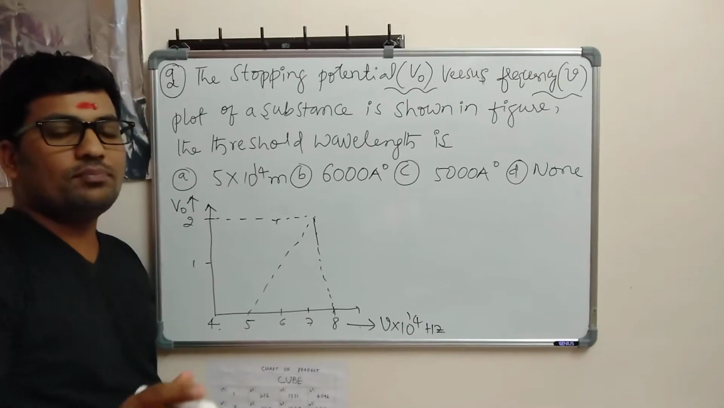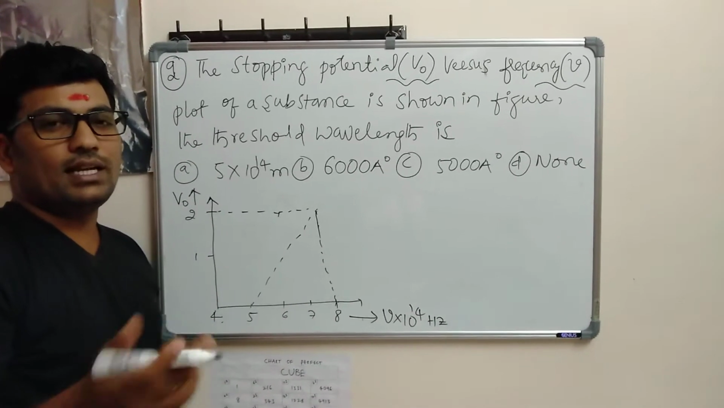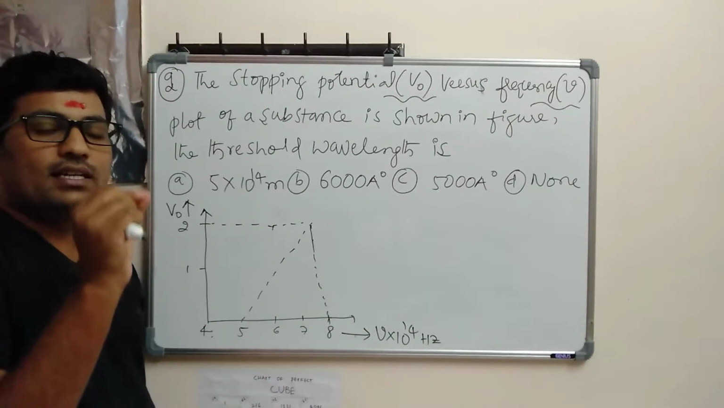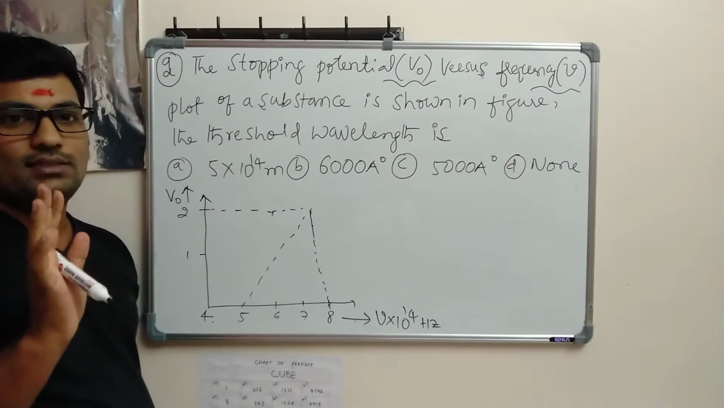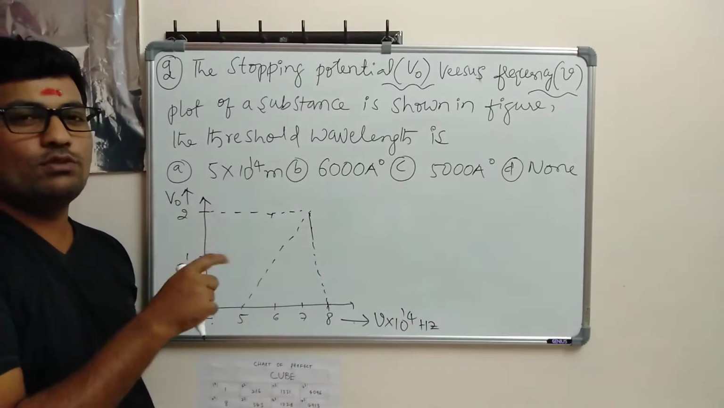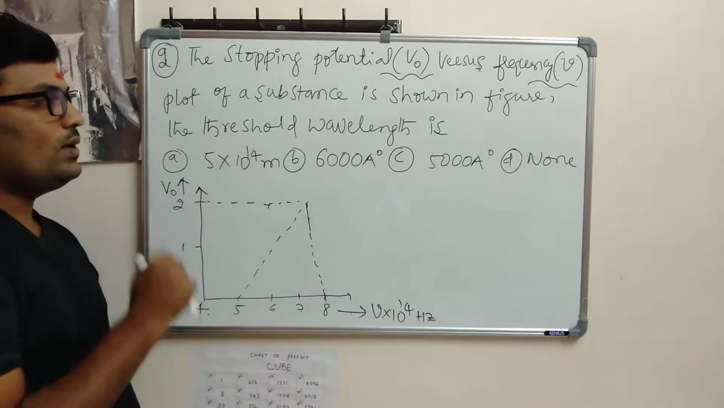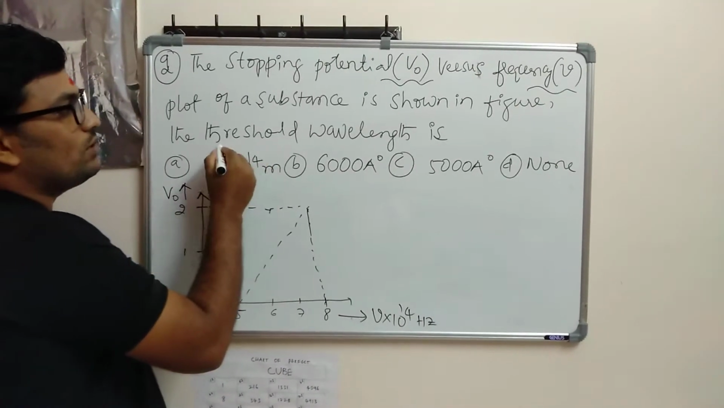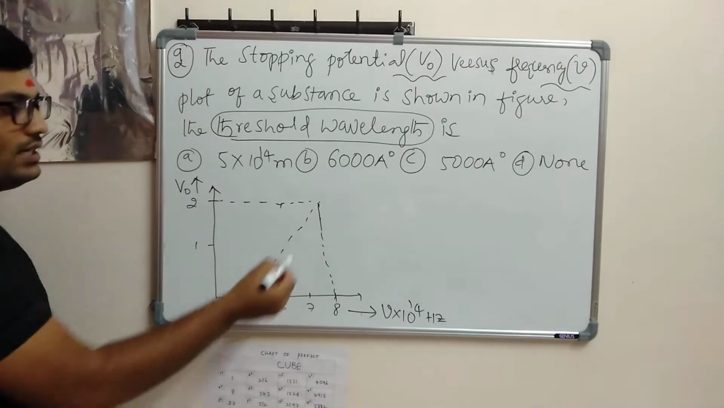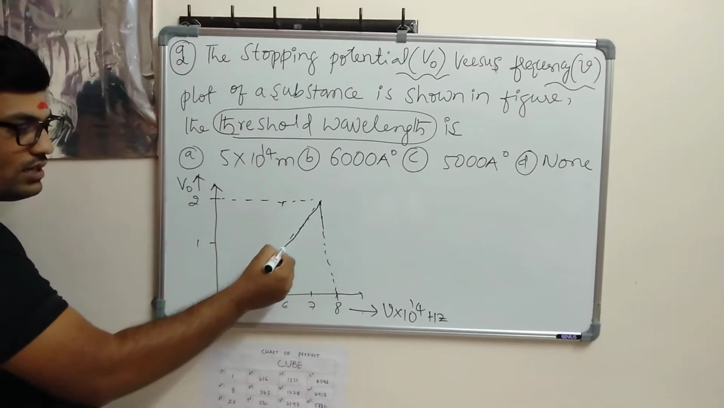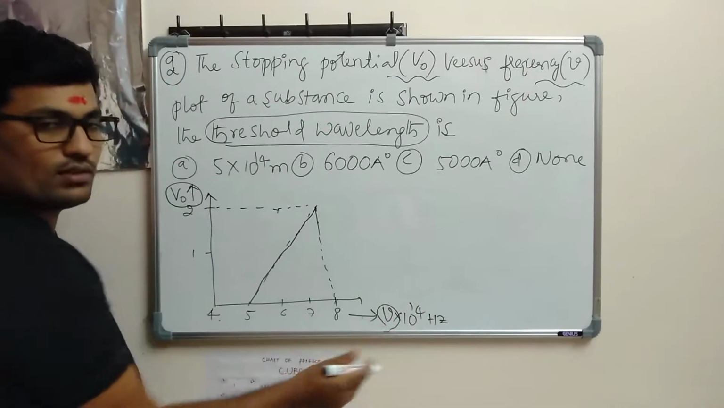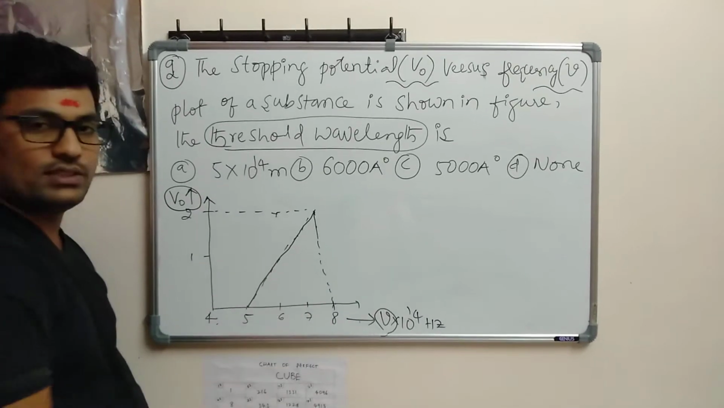In every exam, like NEET or IIT, definitely they will ask pictorial representation and graphical problems. Especially from the photoelectric effect, the smallest and easiest question will be this kind of question. What is this question? He is asking you the threshold wavelength. And the graph you see here is already mentioned. The graph is between voltage versus frequency.